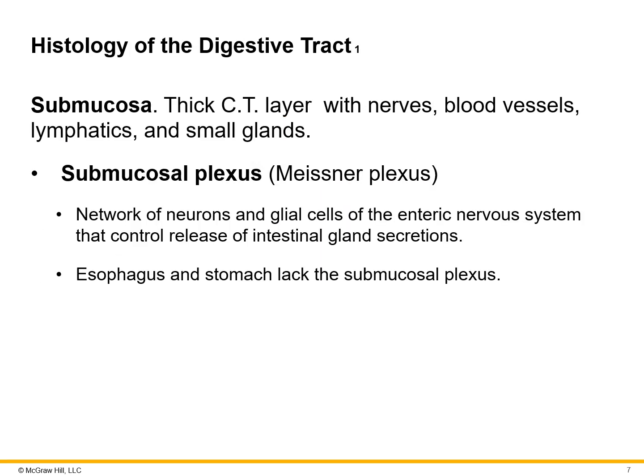And then the fourth one is the submucosa. This is a thick connective tissue layer. This is where the nerves and the blood, also the lymph and small glands would be found. And then the submucosal plexus, or also Meissner plexus. This is a network of neurons and glial cells from the enteric nervous system, which is part of the nervous system within the digestive system, that's going to control the secretions from those glands. And then the esophagus and stomach, though, lack this layer, this submucosal plexus.